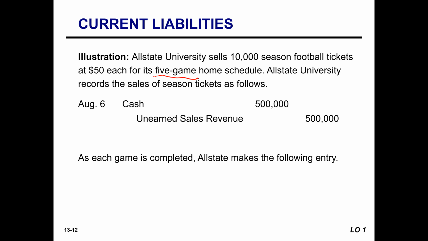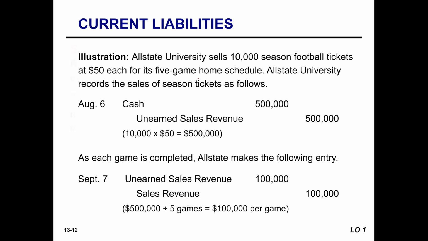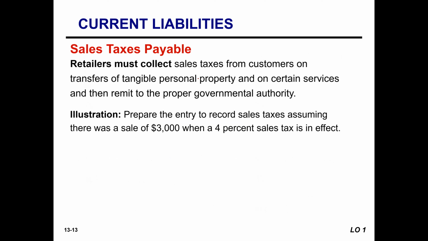So again, we're going to take this 500,000 divided by 5, and we're going to recognize 100,000 per game. So then every time we have a game, we're going to debit unearned revenue, credit revenue. We've all seen that several times, I think. So, okay. Sales tax payable.